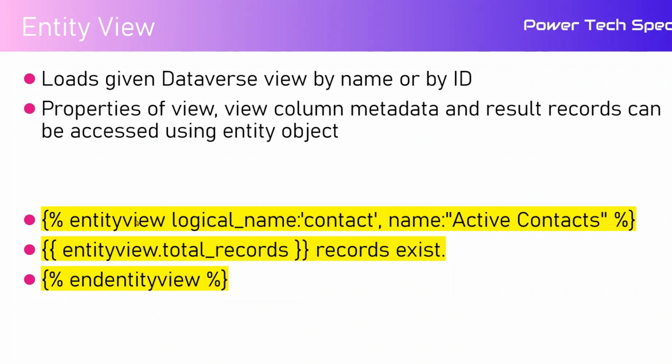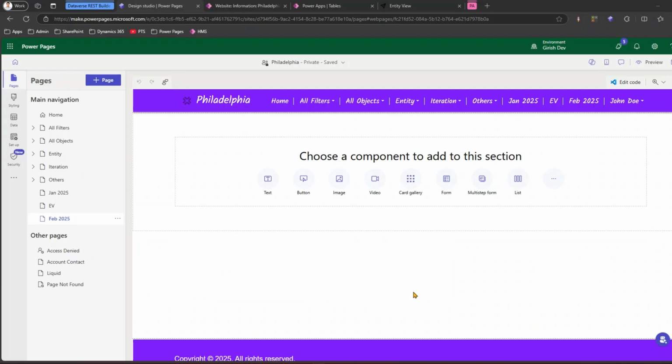Once you get that entity view context, it is kind of like a bracket, a section. So entity view and then end entity view, and within that you can query entity view dot total records. That will give you the total records within that specific entity view, and there are other examples. So let's jump into the demo and let me show you how you can utilize this.